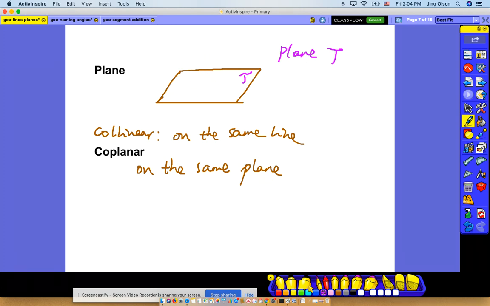Another way is to use 3 non-collinear points. Non-collinear means not on the same line, right? So if you have 3 points on the same line, that doesn't work. I have 3 points not on the same line. Let's say X, Y, Z. So these 3 points will be plane XYZ. This is another way to write a plane.